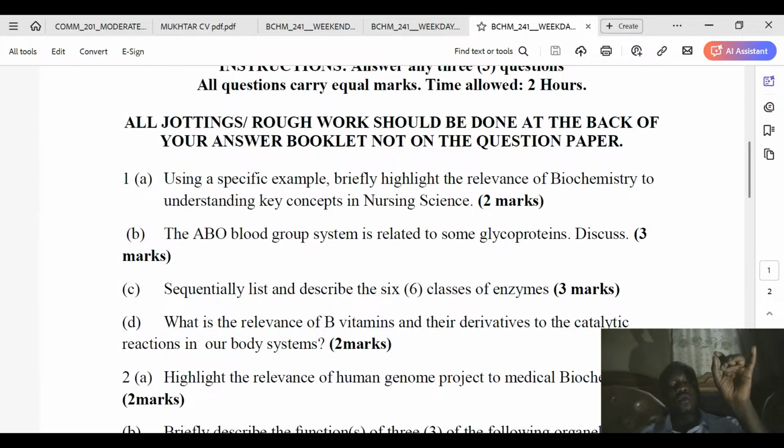So this is the sequential listing of an enzyme. Ortholyl: first, O stands for oxidoreductase, the T, transferase, hydrolase, lyase, isomerase, and ligase. These are the 6 classes of enzymes. So I'm now going to describe each and every one of them.